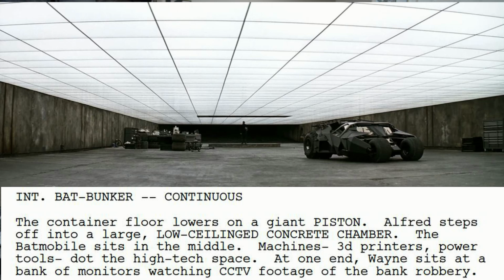Interior, Bat Bunker, continuous. The container floor lowers on a giant piston. Alfred steps off onto a large, low-ceilinged concrete chamber. The Batmobile sits in the middle. Machines, 3D printers, power tools dot the high-tech space. At one end, Wayne sits at a bank of monitors watching CCTV footage of the bank robbery.